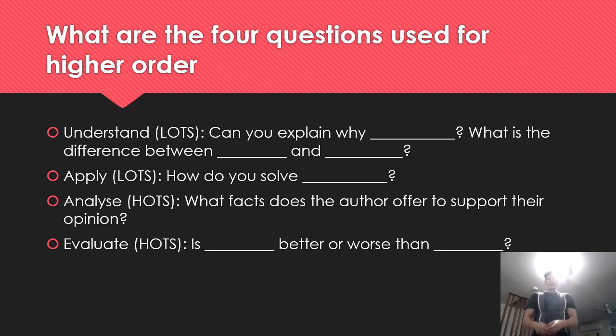So, the four main questions we're going to be looking at today with the use of higher order thinking are as follows. You're going to be looking at four different types. The first is understanding, so what you understand. Second is how can you apply it? Apply is a bit of a spicy one. We're going to be looking at that a bit in detail.